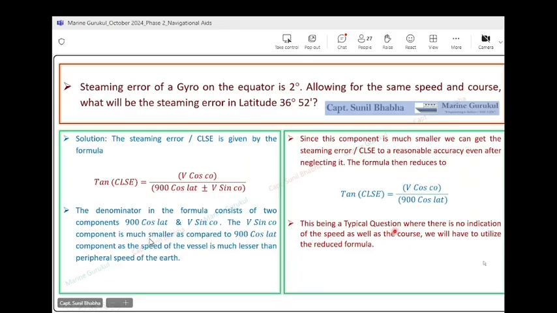Now this being a typical question where there is no indication of the speed as well as the course, we will have to utilize the reduced formula. You see there are too many unknowns in this question. The speed is not known to us. The course of the ship is also not known to us. So these multiple unknown components, variables, it is not possible to find using the detailed formula. So we will have to use the reduced formula. We will be using this formula now to calculate the steaming error.